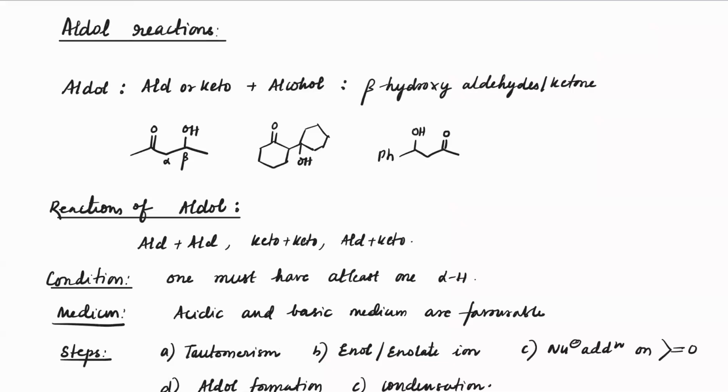Now we'll come across two very important, very exclusive types of reactions. One is called the aldol reaction. The other one is the Cannizzaro reaction. Okay, let me quickly take you through this. Aldol is about an aldehyde or a ketone group with an alcohol also present. But the alcohol should always be present at the beta position. That's why it is called beta hydroxy aldehydes or ketones. So you can see this is a beta hydroxy ketone. This is also a beta hydroxy ketone. Okay, so these are all aldols.